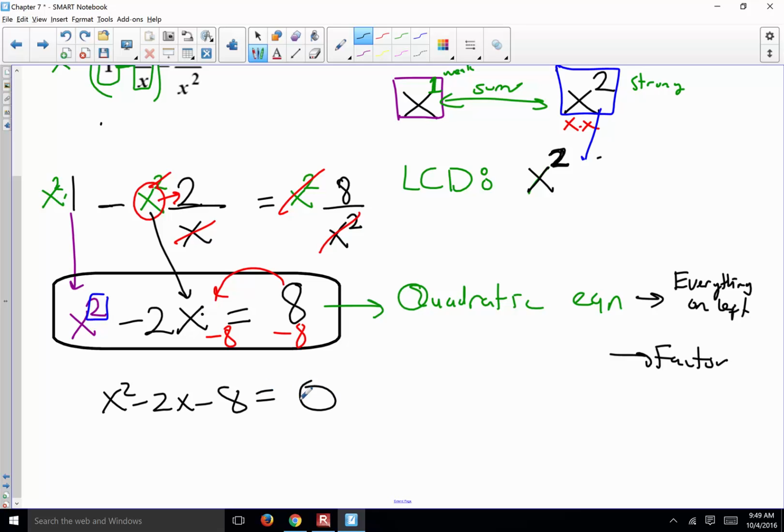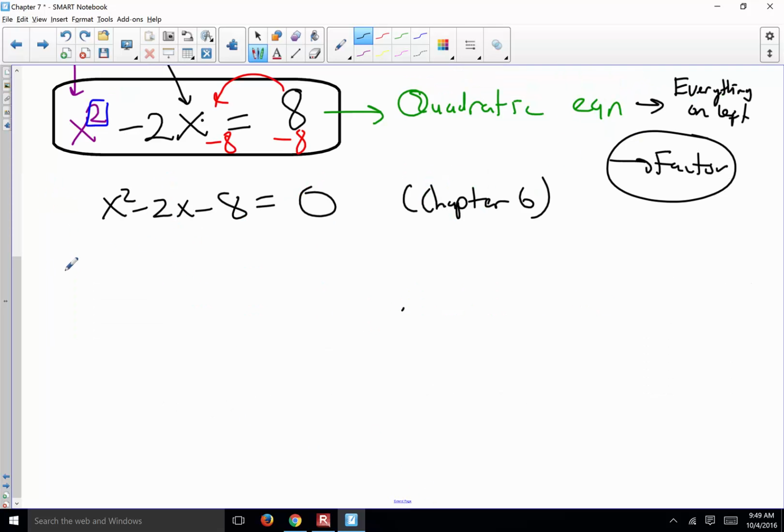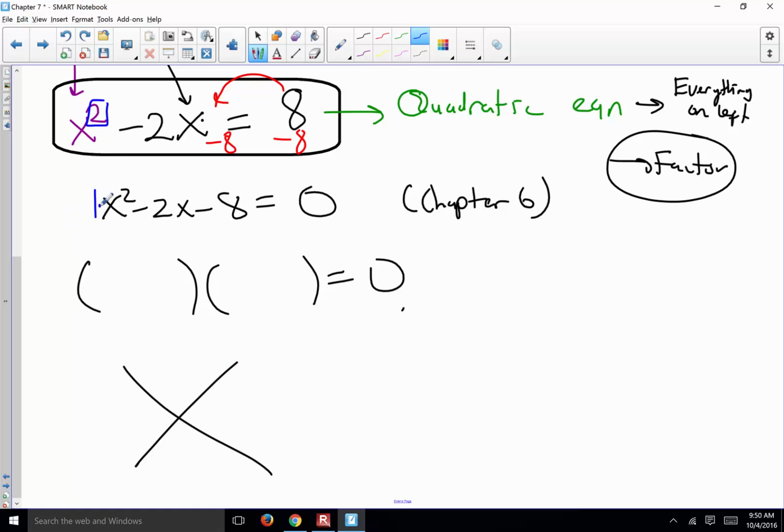Okay? Now what shall we do? I said factor. This is chapter 6 material now. What did we do in chapter 6? This is called a trinomial, a 3-term polynomial. When you see these, you need to break it into 2 pieces by this method. Why? Because the leading coefficient is 1.